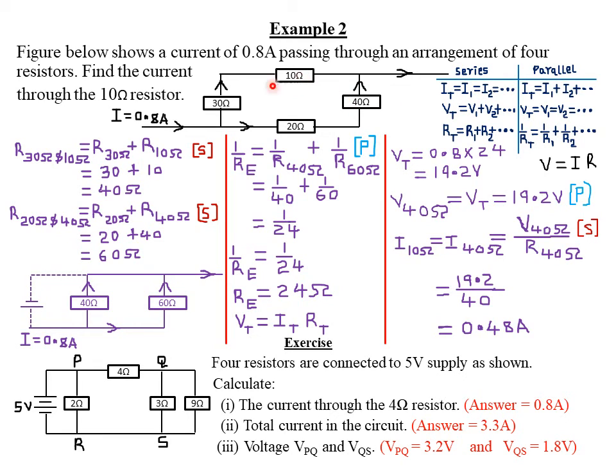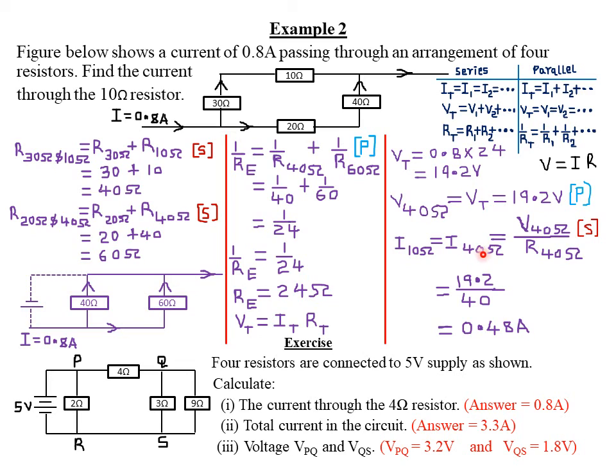So because the combination of 30 and 10 gave us 40, it means that the current through the 40 ohm resistor must be equal to the current through the 30 ohm resistor and the current through the 10 ohm resistor. The reason being the 30 and the 10 ohm resistor were in series connection, or they were connected along each other. So the current through the 10 ohm resistor is equal to the current through the 40 ohm resistor, which is a combination of 30 and 10, which were in series.